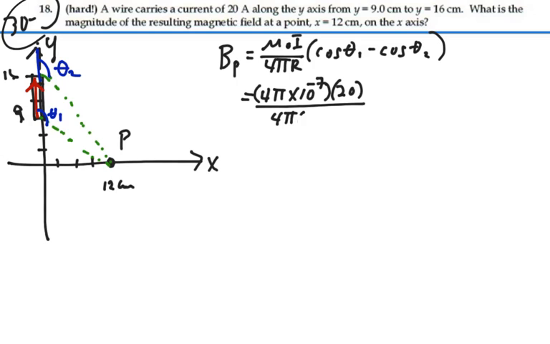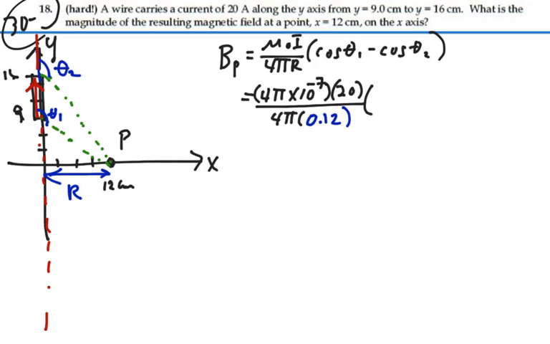And what is R? Well, R is the shortest distance to the line of action of the current. If the current's along the y-axis like this, then the shortest distance to that line of action is this distance right here. So that's our R right there, which is 12 centimeters. So that's all we need to consider: what is the perpendicular or shortest distance from the point P to the line of action of that current? So our R is 0.12 meters, or 12 centimeters.